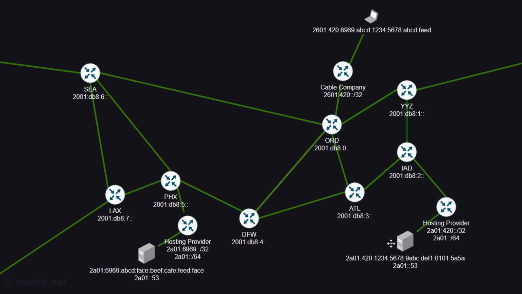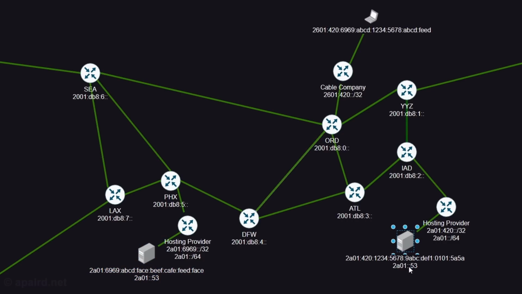So coming back to this diagram, I did another thing that you might have noticed. This hosting provider here is advertising the same route as before, 2A01:69:69::/32. We're also having another route, 2A01:: with all zeros, /64. So this is a more specific route, but it also doesn't overlap with the other one because it has some zeros. And then over here, the provider is advertising a different route, so 2A01:420. But they're also advertising this 2A01:00. And this server here has a 2A01:53 as the IP address, and so does this one.